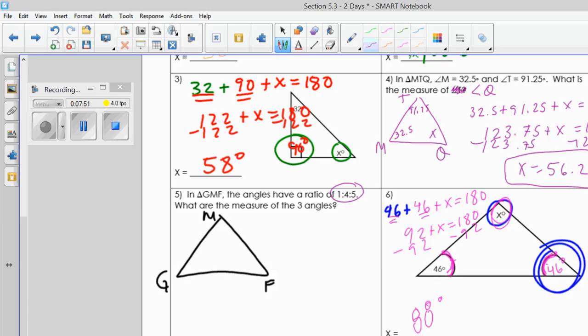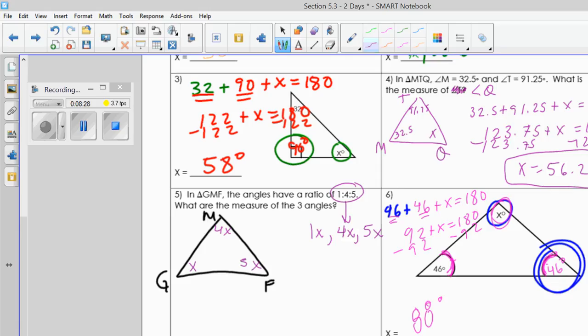Now, when you see that, 1 to 4 to 5, that means that one of your angles is going to be called 1x, one of your angles is going to be called 4x, and one of your angles is going to be called 5x. Because they didn't say which angle is which, you're going to put 1x, 4x, and 5x anywhere you want. So I'm going to call G 1x or x, M is 4x, and F is 5x. So we do not know any of our angle measures, but we do know their expressions: 1x, 4x, 5x.